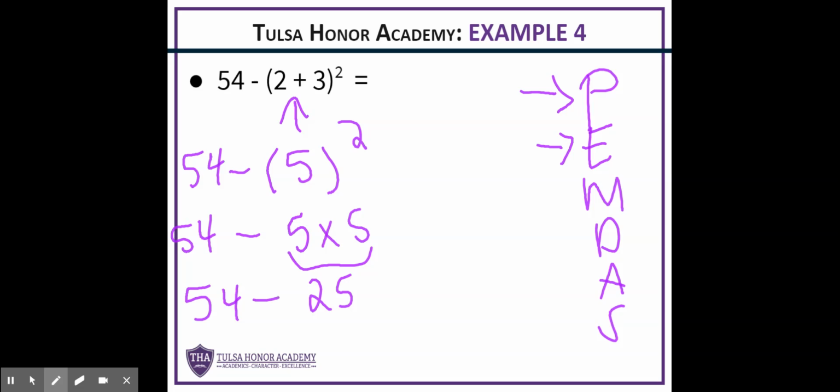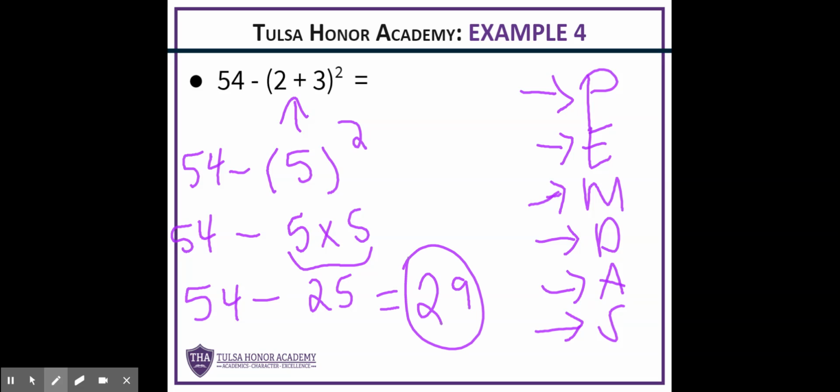And then we go down our list. Do we have multiplication? Not anymore. Do we have division? Nope. Addition? Nope. And we do have subtraction. So 54 minus 25 is 29. And that's our answer.